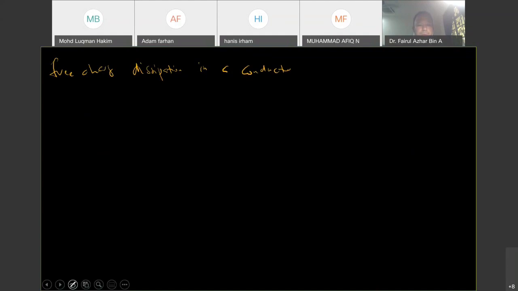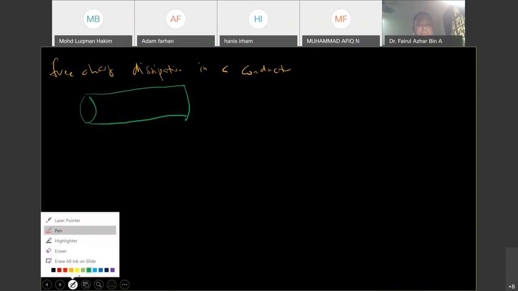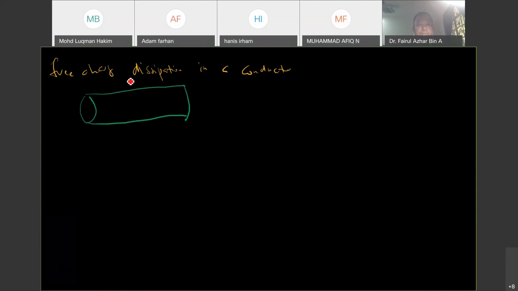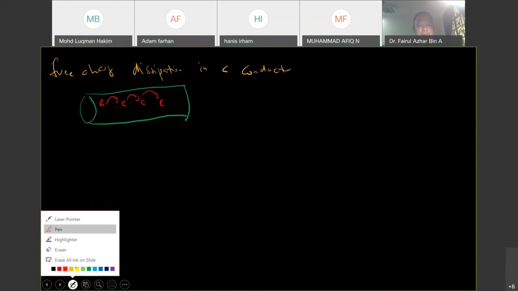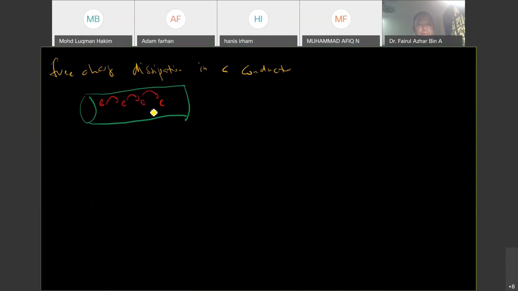So under this topic, let's say we have one conductor here. In order to make current flow inside this conductor, we need to move an electron from one point to another. So whenever the charge or the electron is moved from one point to another, we generate some value of current in the reverse direction compared to the motion of the electron.